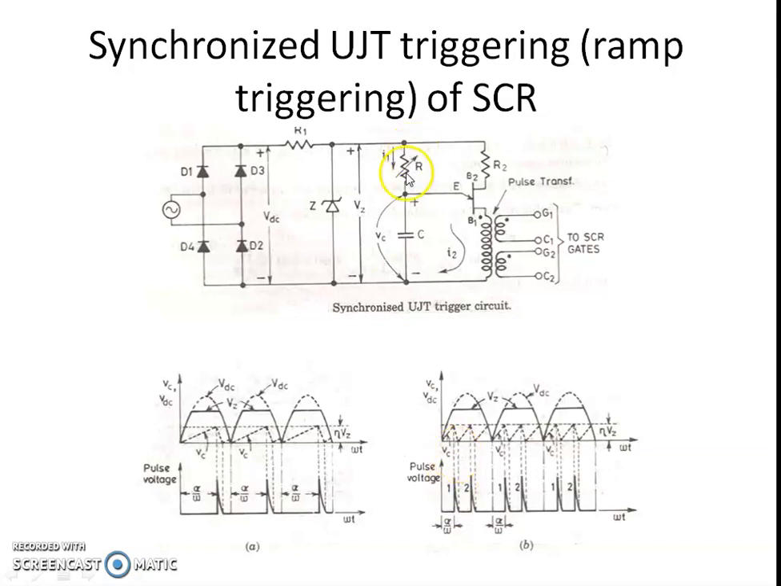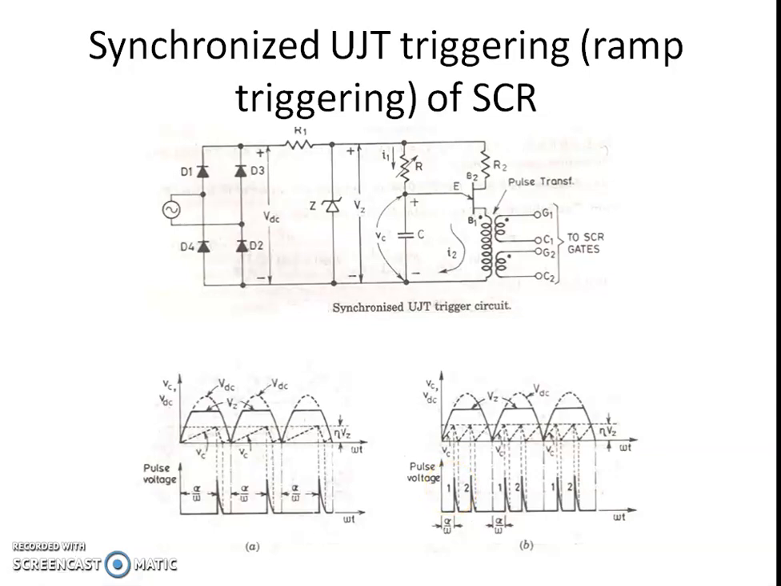If the value of resistance is less, there are more than 2 pulses in a single half cycle of the input signal. The first pulse is used to turn on our SCR, and the second pulse is a redundant pulse. The second pulse is not used to turn on the SCR. The first pulse is used to turn on the SCR. That is about the synchronized UJT triggering circuit.